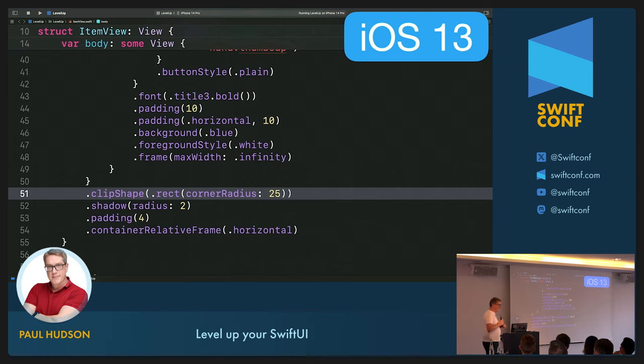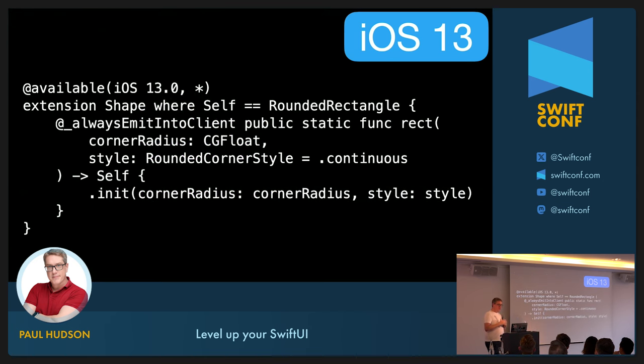Woo! Yeah. Because if you look at the SwiftUI interface file that ships with Xcode, you'll see this. They mark an always available for iOS 13 with a new rect method with a corner radius and style, which calls down to that same initializer we had before. But critically, they mark it always emit into client. It copies that initializer directly into your code at build time, which is why it works back to iOS 13.